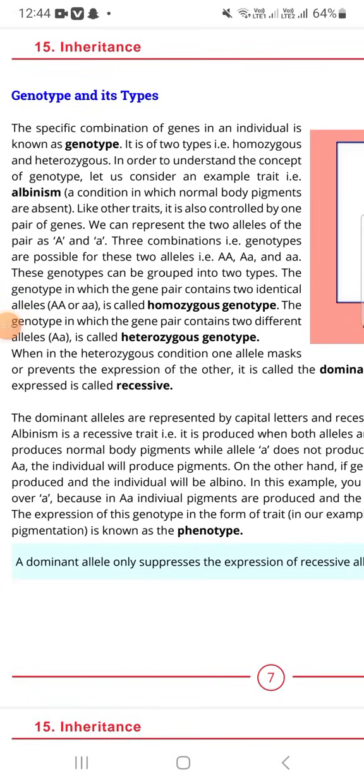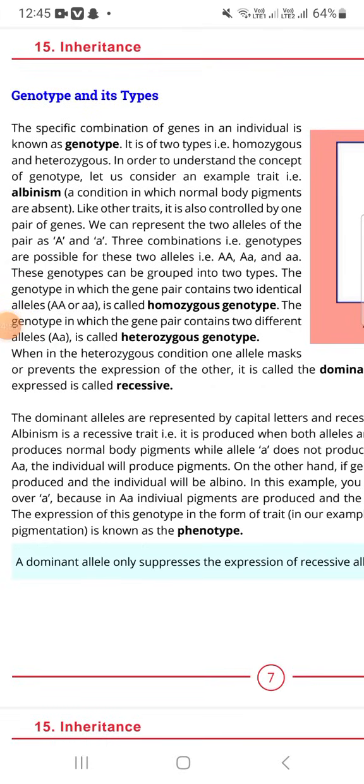Homozygous means equal alleles, and heterozygous means a combination of two different alleles. When two different alleles are present, one is expressed, called dominant, and the other is not expressed, called recessive. The dominant allele is represented by a capital letter. When both alleles produce normal body pigment, the individual will produce pigment; otherwise, the individual will be albino.